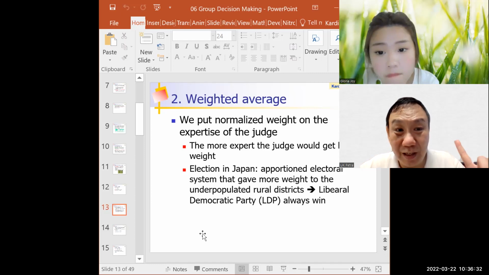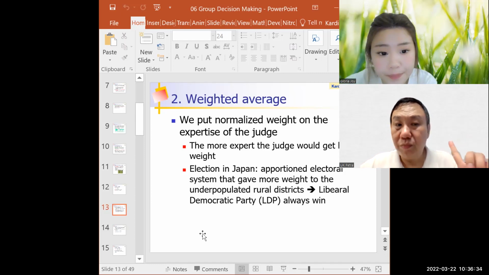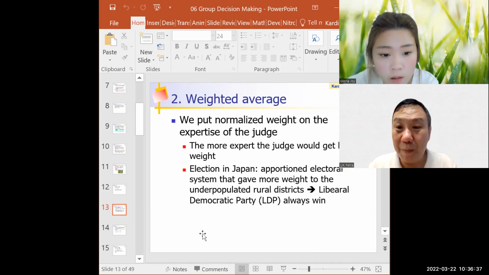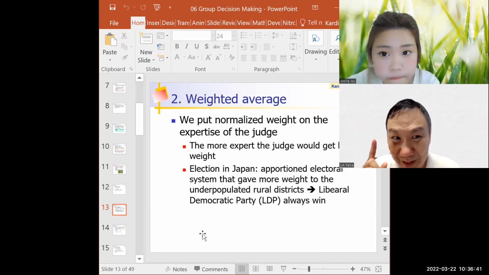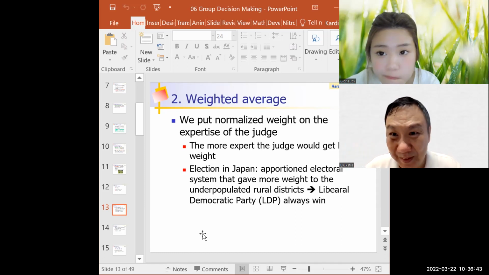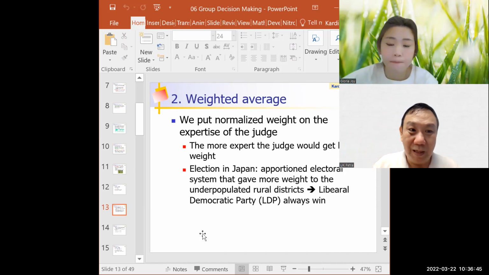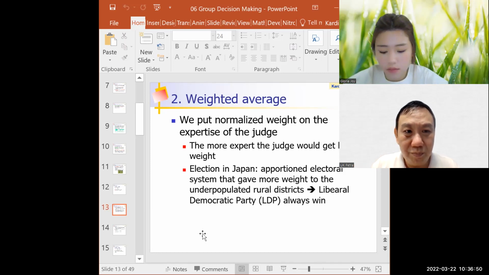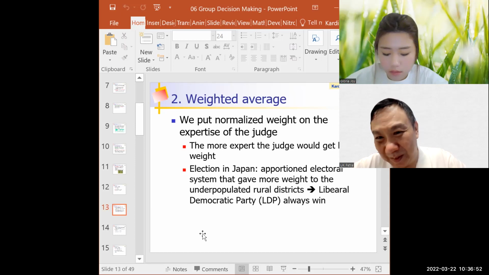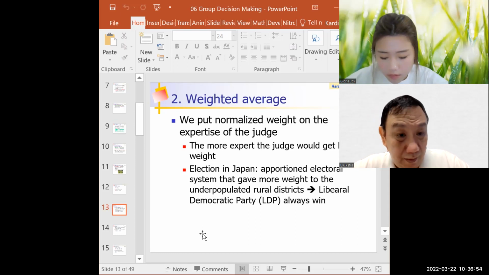Clear, yeah? Simple aggregation. Now we say, look, that is not fair. Why? Because some people are more expert than others. This is the basic assumption of weighted average. Some people are more expert than others, so we should not use a simple average.